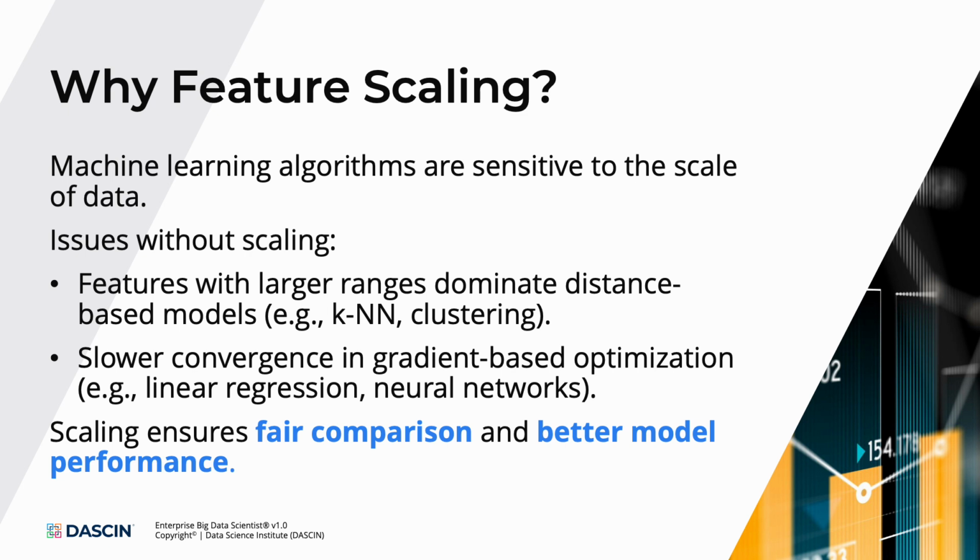Similarly, gradient-based models like regression or neural networks converge more slowly when features are on very different scales. Feature scaling ensures that all features are treated fairly, improving both performance and interpretability.